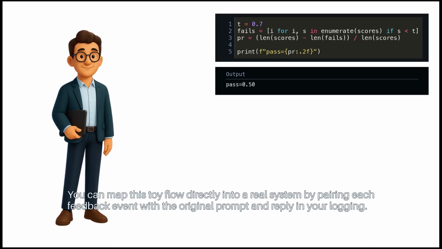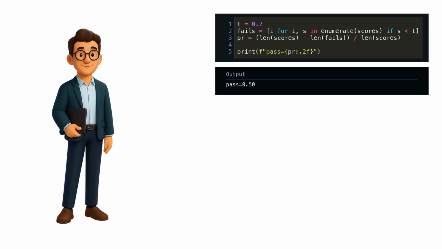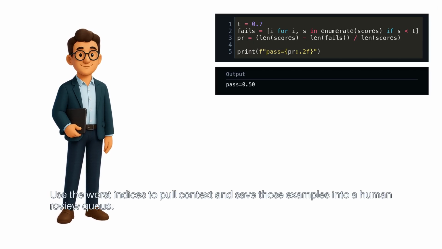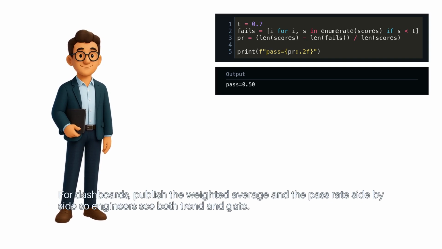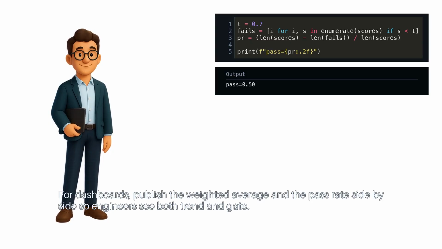You can map this toy flow directly into a real system by pairing each feedback event with the original prompt and reply in your logging. Use the worst indices to pull context and save those examples into a human review queue. For dashboards, publish the weighted average and the pass rate side by side so engineers see both trend and gate.